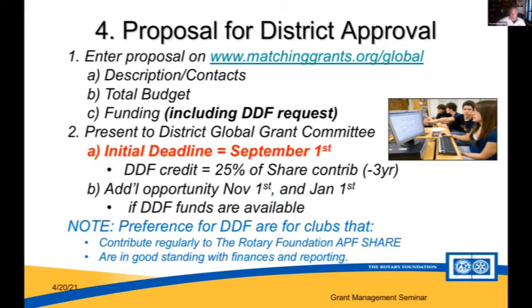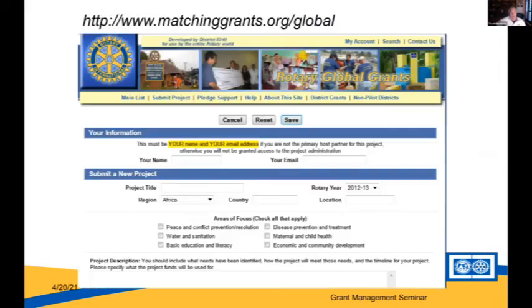We put a disclaimer on there because we don't know how fast the DDF funds will be used up. If we got a lot of applications earlier, it's possible that there may not be much or any left by the second and third meetings, although there typically is. Again, the committee will look at the contributions by your club to the Rotary Foundation and make sure that you're in good standing as far as finances and reporting.